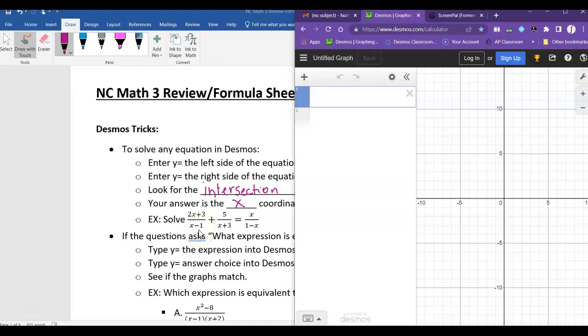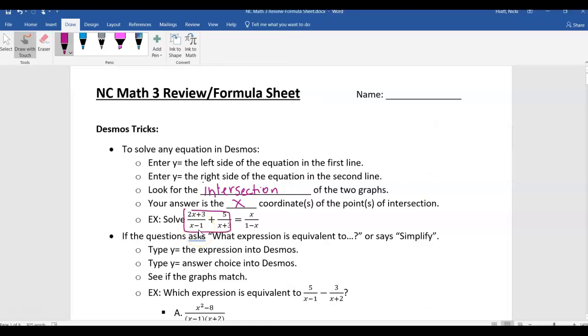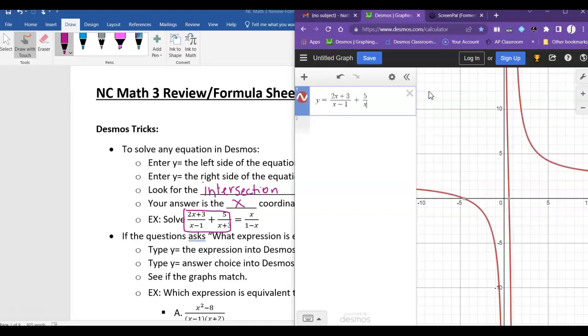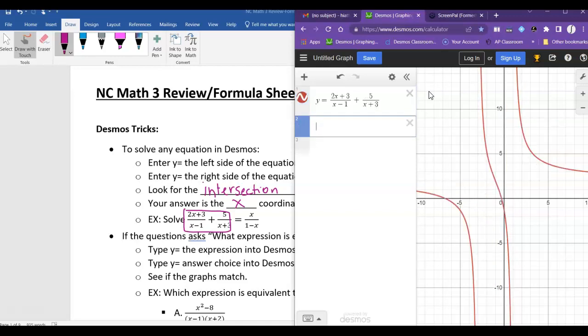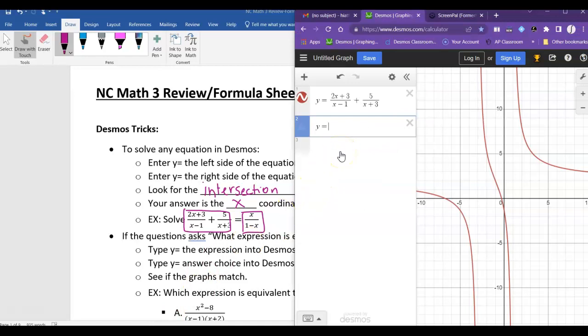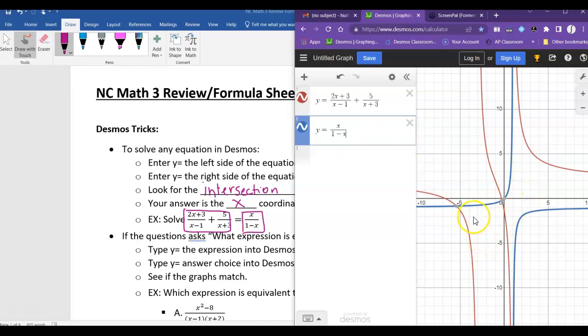So I'm going to take the left side of this equation and type it into Desmos here. So I'm going to say y equals 2x plus 3 over x minus 1 plus 5 over x plus 3. So I type that into the first line, and then I'm going to take the right side of the equation and type it into the second line. So that's going to be y equals x over 1 minus x. And we're looking for the intersection of these two graphs. It's going to put some gray dots there where that happens.